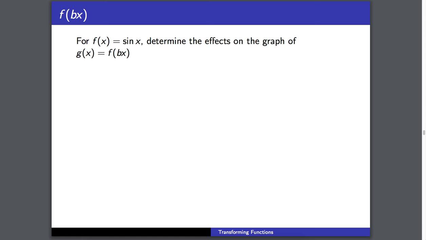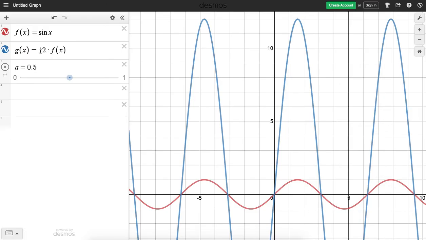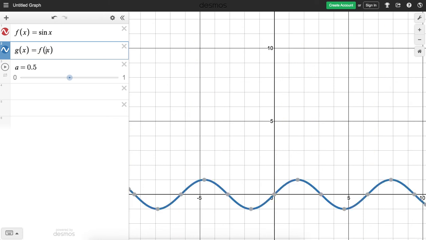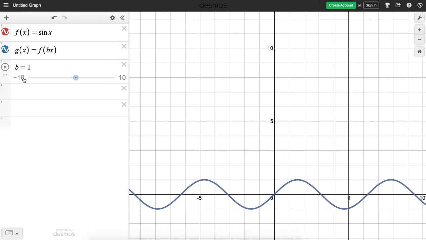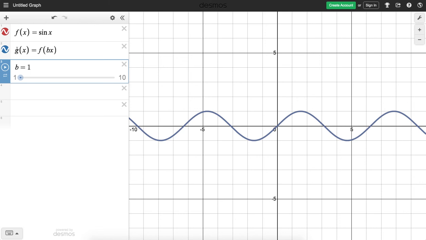All right, now we're going to look at what happens instead of multiplying the entire function by a number. Now let's look at just multiplying our input values, or our x values. So let's go back to our function here, and let's have it be b for this. Let's just start with 1 to 10, and if we adjust the value of b, let's see what happens.